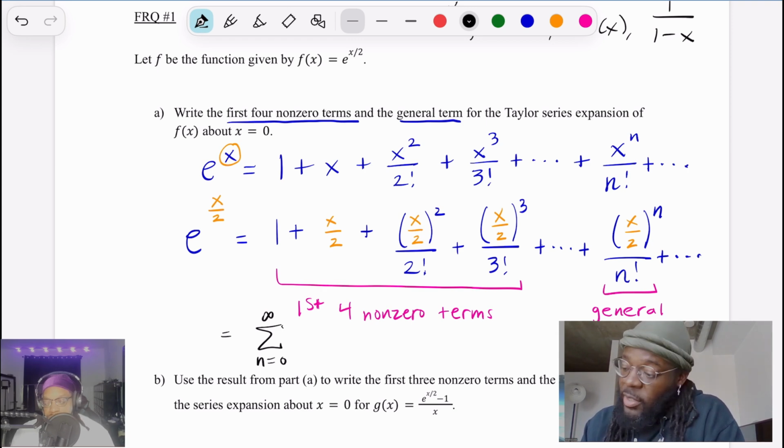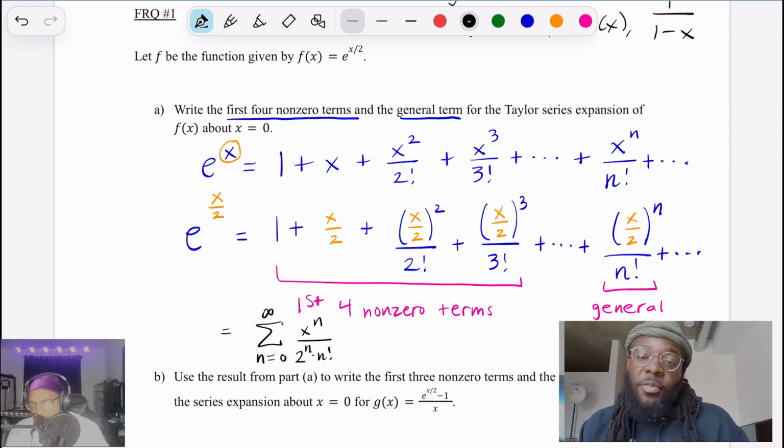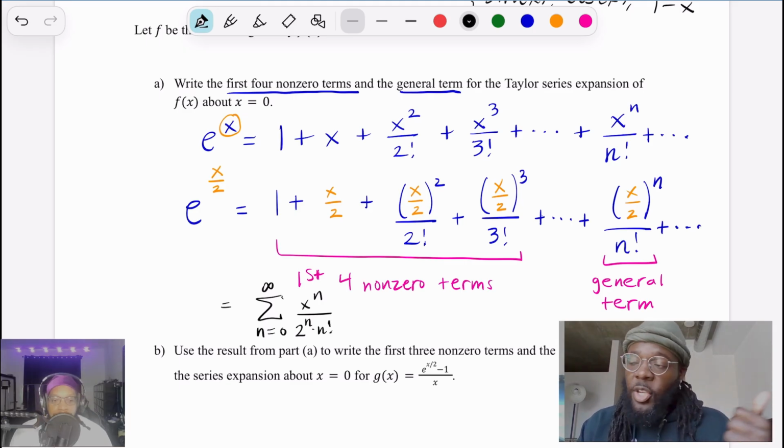So that general term, I could take that 2 to the n and put it to the denominator with the n factorial. So that would just be x to the n divided by 2 to the n times n factorial. You want to simplify it. All right, so that's part A. So just knowing what your Taylor series is for e to the x, and then knowing how to do a substitution.